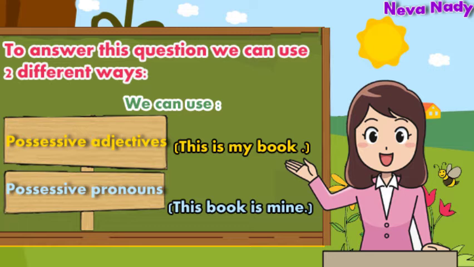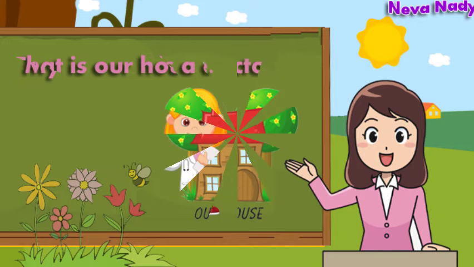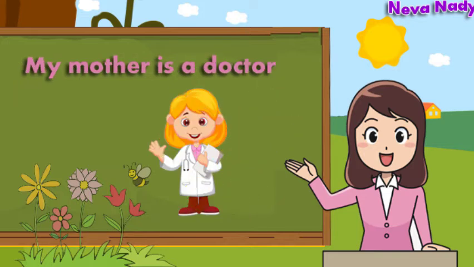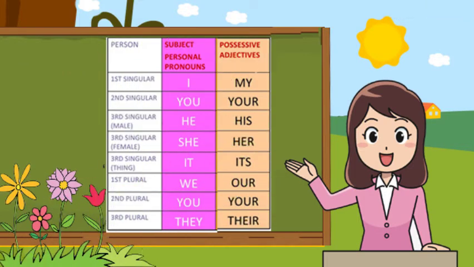Possessive adjectives are classified as a type of pronouns. So, possessive adjectives and possessive pronouns say who owns something. For example, that's our house. It's also used for relations and friends. For example, my mother is a doctor. We can use it for parts of the body. For example, he has broken his arm. Here is a list of subject pronouns and possessive adjectives.